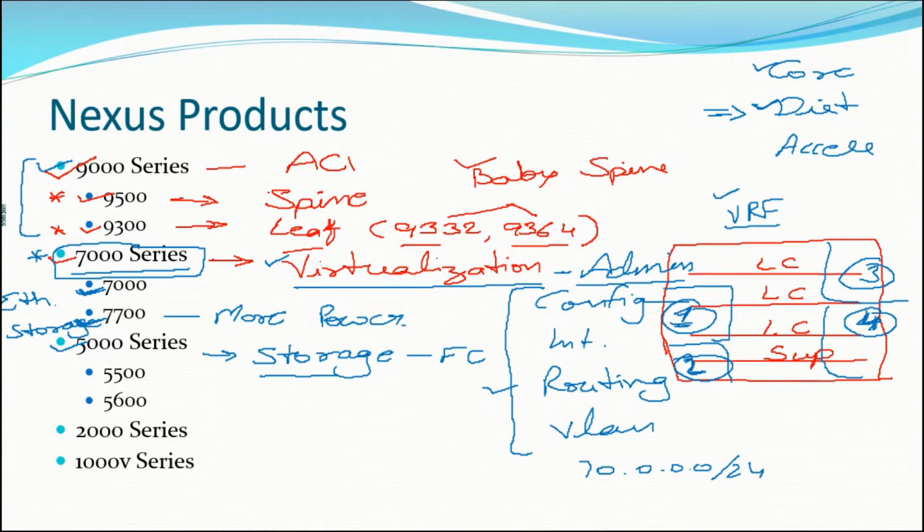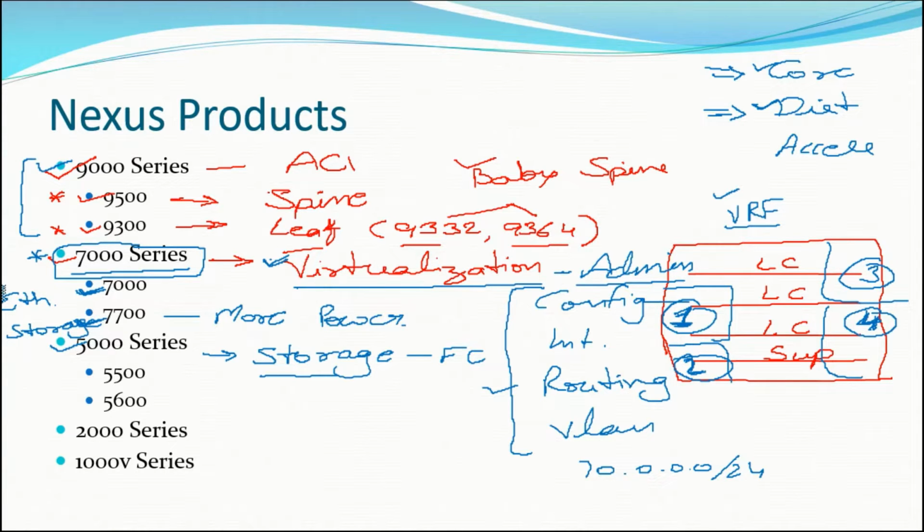But as we have this virtualization functionality in the 7000 series, we have the option to configure multiple virtual switches. In that case, we can create one virtual switch and then configure this virtual switch in our core environment as well. Right? So that is the main objective for the 7000 series.